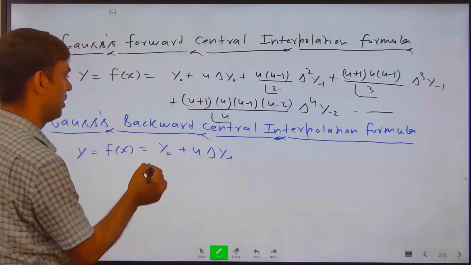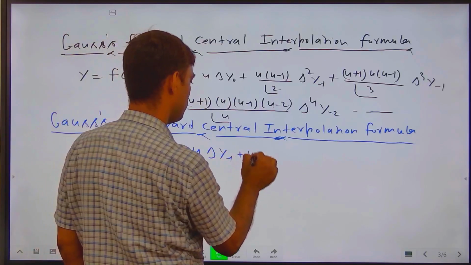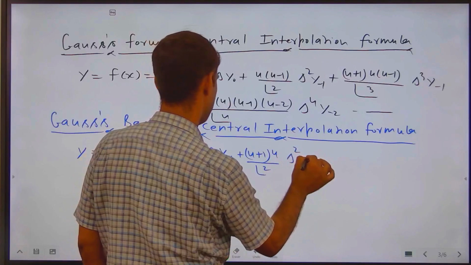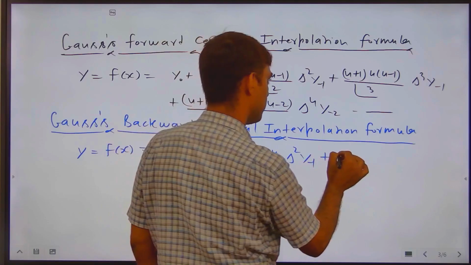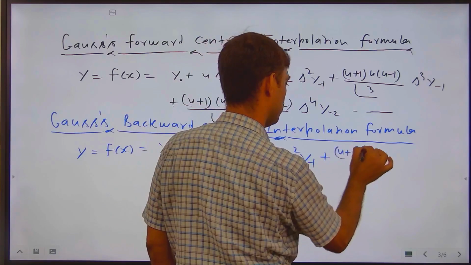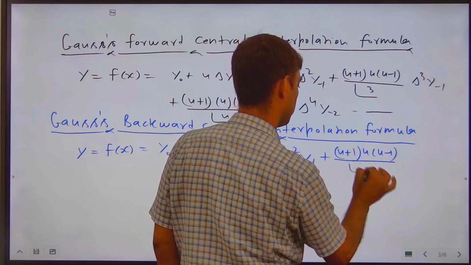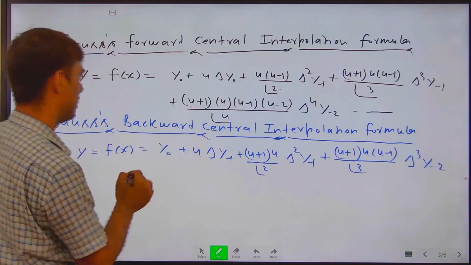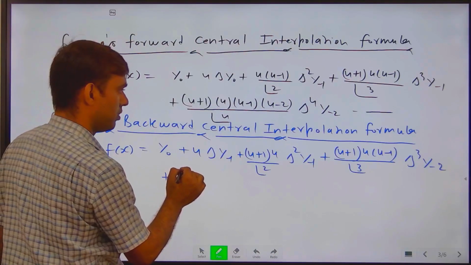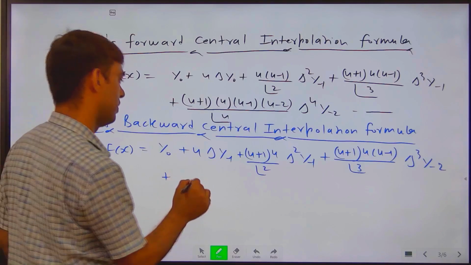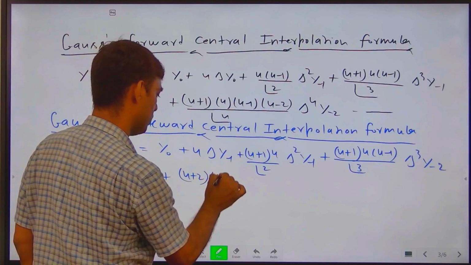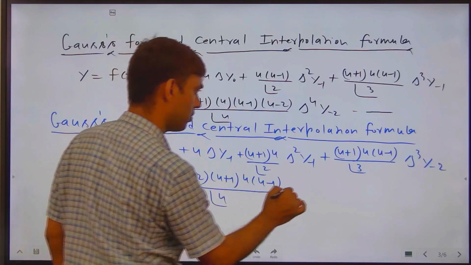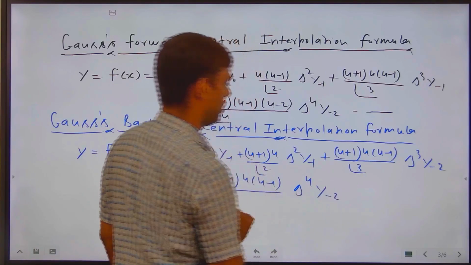So here we write u del y minus 1 plus u plus 1 into u upon factorial 2 del 2 y minus 1 plus u plus 1, u, u minus 1 upon factorial 3 del 3 y minus 2, and if we write one more term, this becomes plus u plus 2, u plus 1, u, u minus 1 upon factorial 4 del 4 y minus 2.